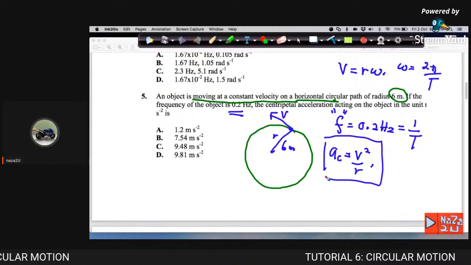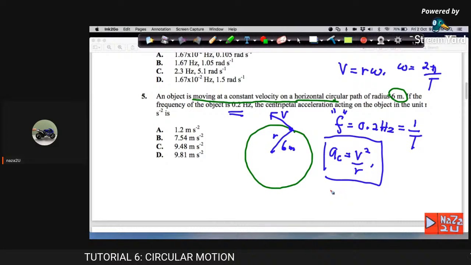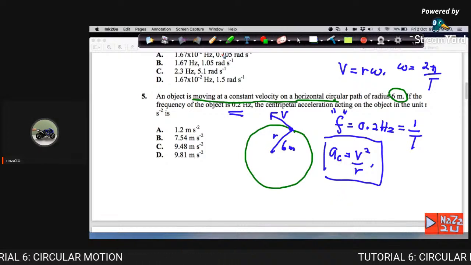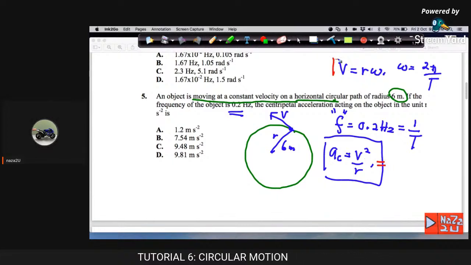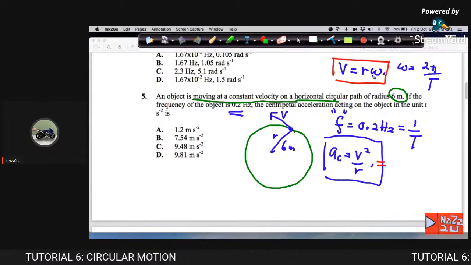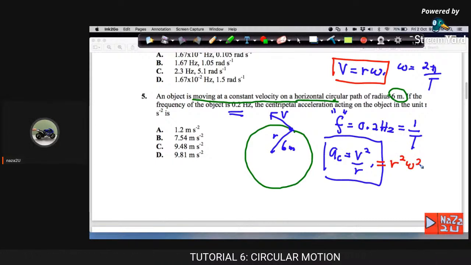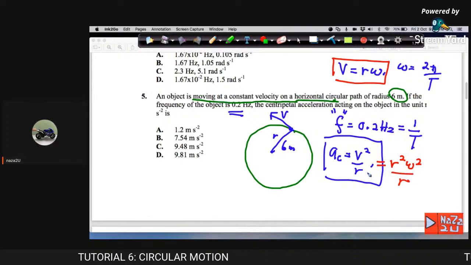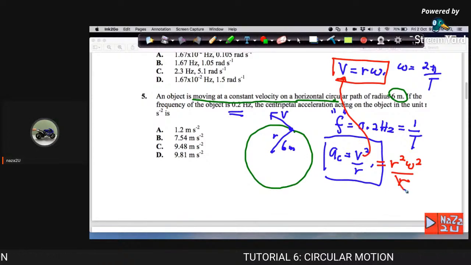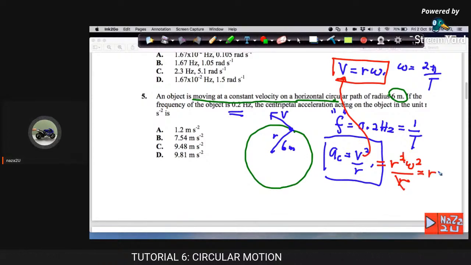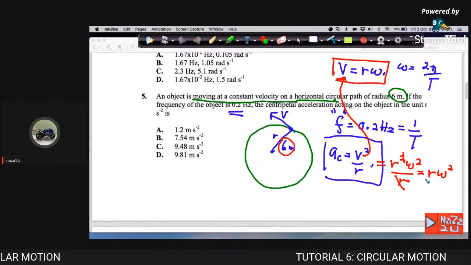So how to calculate AC here? First, AC is equal to V square divided by R. Here V is equal to R omega, radius times angular velocity. So this is R square omega square divided by R. So here we have R omega square. The radius given is 6 meters. And what is the omega?